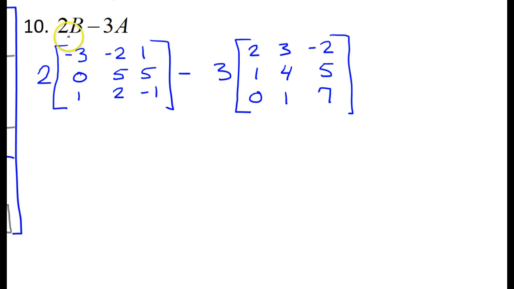For number 10, we need to do 2 times matrix B minus 3 times matrix A. This is called scalar multiplication. You can multiply a matrix by a number, a scalar, by just multiplying each entry by the scalar. So if I do that, I'm going to get -6, -4, 2, 0, 10, 10, 2, 4, -2.